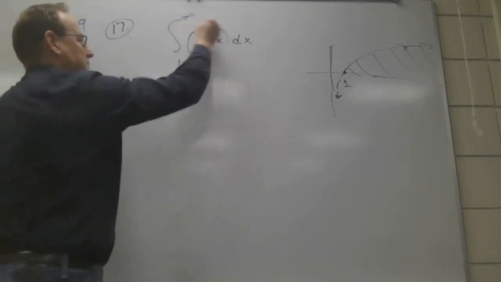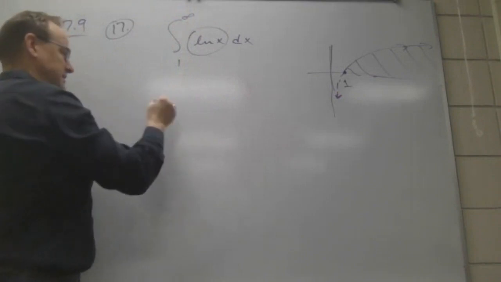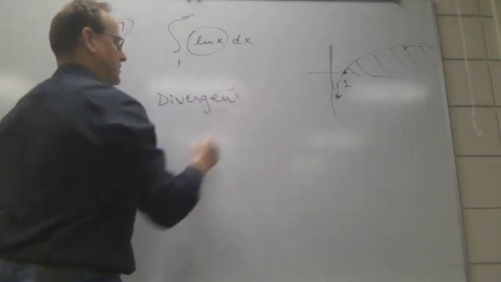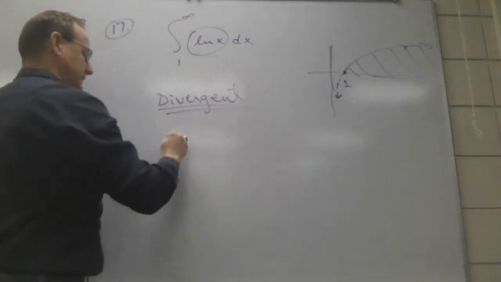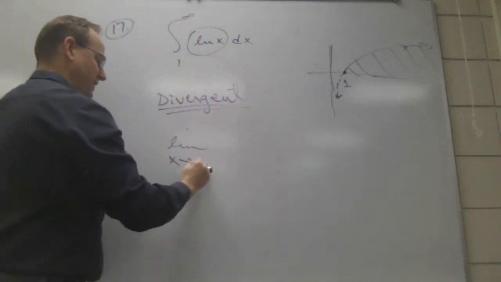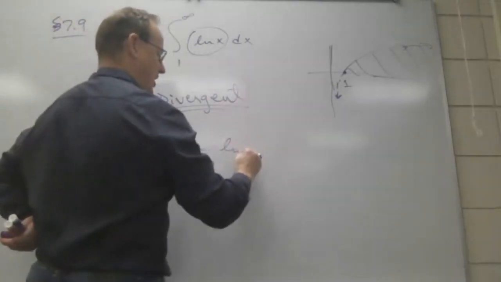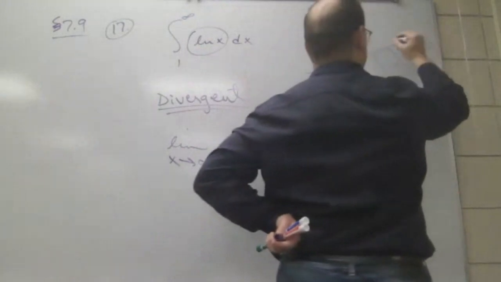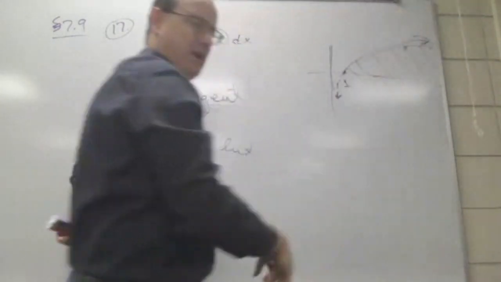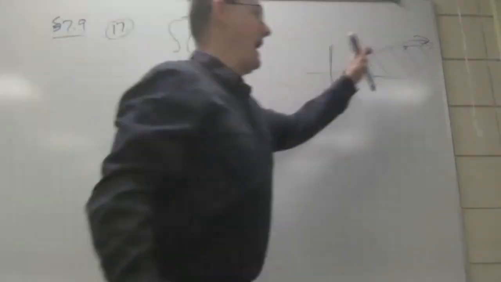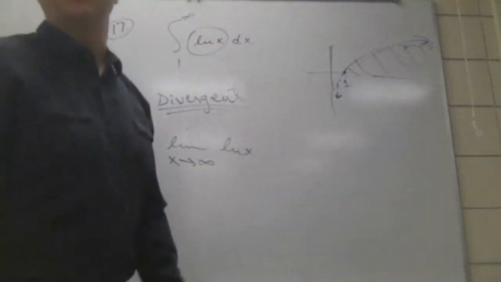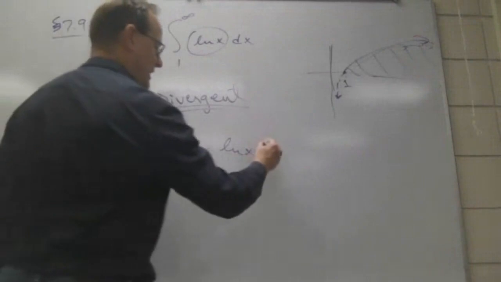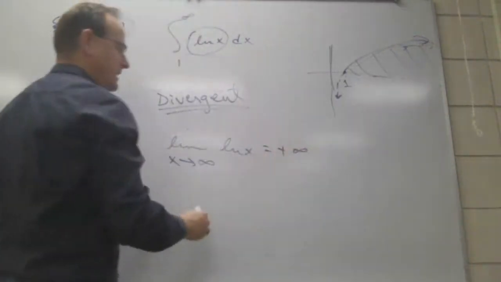But this is going to be divergent because we don't need to do too much work on this. The limit as x goes to infinity of the natural log of x, well, what happens to the natural log of x? It keeps going out and up forever, right? So it's going to get bigger and bigger and bigger. So there's no way that we're going to be able to capture all that area. We don't have anything negative that's going to offset this as we go. So this equals positive infinity.